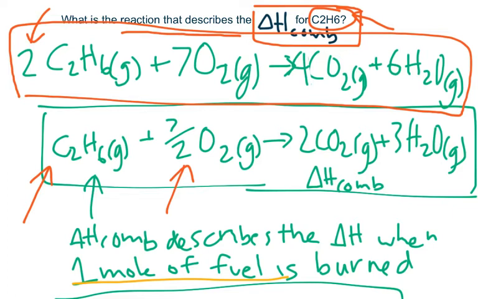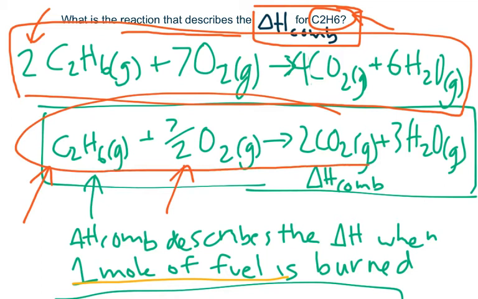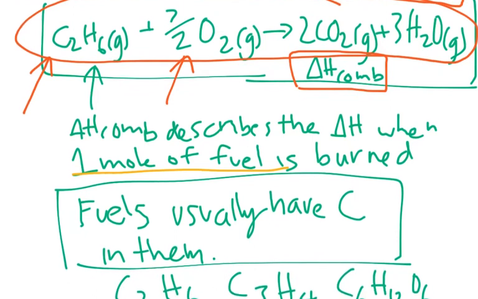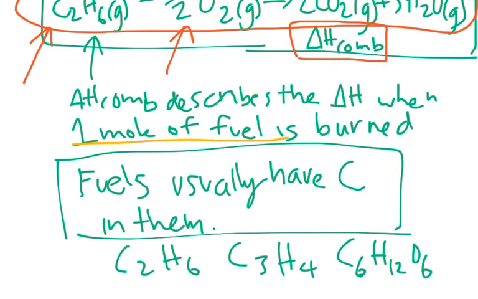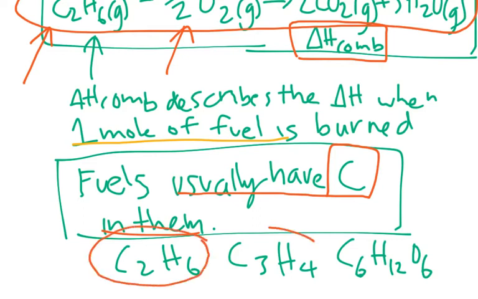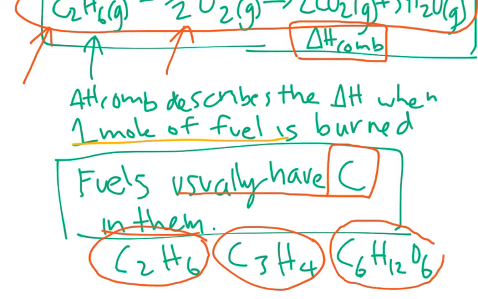So this would be the reaction that best describes the delta H of combustion, since this reaction specifically shows 1 mole of fuel burning. So now that we know this, let's talk about what exactly a fuel is. Well, when you burn things, the fuel usually has a carbon in it. So for example, C2H6, C3H4, and even C6H12O6. All of these are considered fuels, and they can all undergo combustion under certain conditions.